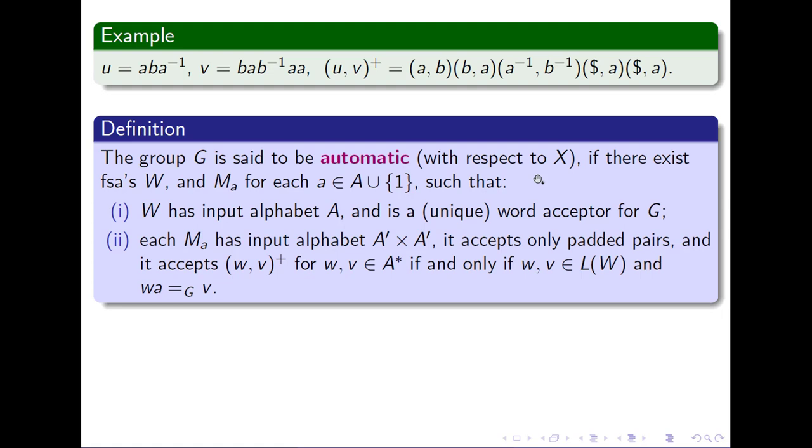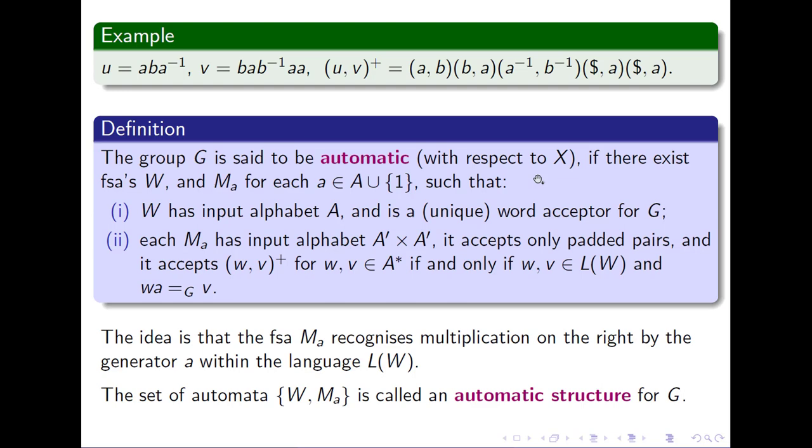So if one of your words is not in that language, then the multiplier says no, go away. And so it's only going to accept those words, and it's recognizing multiplying on the right by one generator. So the word's accepted if and only if wa equals v. So it's an automaton that recognizes multiplying by group generators.